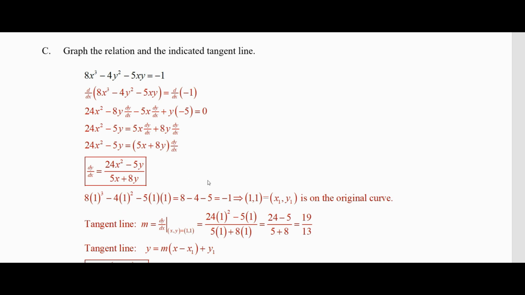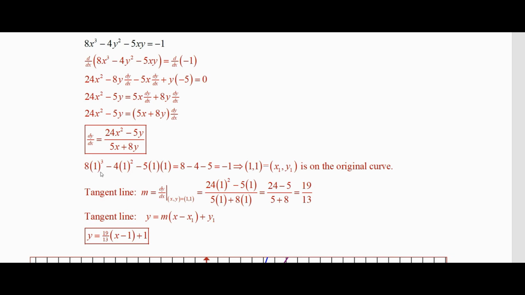So first of all, notice that (1, 1) is actually on the curve. So plug in 1 for x and y in the original and see that it works out. 1 here, 1 here, 1 here, 1 here. So that's 8 minus 4 minus 5 is negative 1, and the other side is supposed to be negative 1, so it checks. So (1, 1) is a point on the original curve, and that's the point of tangency as well, so it's going to be on the tangent line as well.